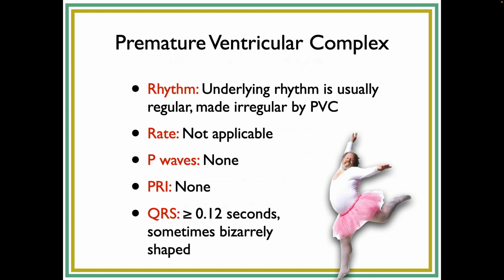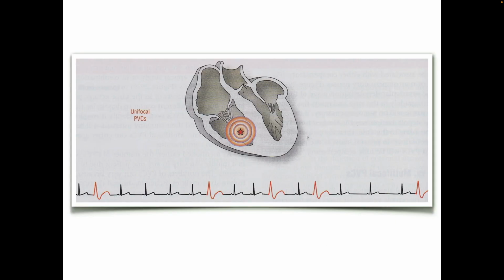So the criteria for a PVC is the rhythm. Again, it makes no sense to talk about the rhythm of a PVC because there's usually just one at a time. But the underlying rhythm is usually regular. Rate's not applicable. There's no P waves, so there's no PRI. And again, the QRS is always greater than or equal to 0.12 seconds. So, for example, you can see there's an underlying sinus rhythm, and then we have sort of erratically spread out PVCs, a handful of PVCs. And if you look at the PVCs in this example, all of them look the same.